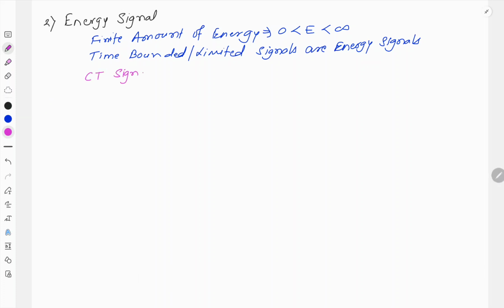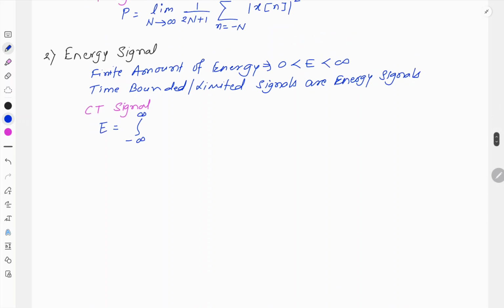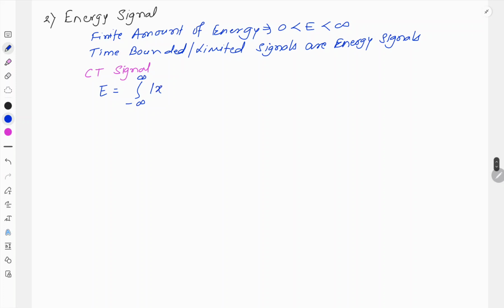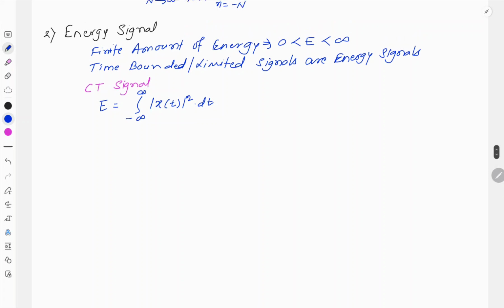For CT signal, the equation for energy is given as E equal to integration from minus infinity to plus infinity, mod of x of t square dt. Here again this mod is for a complex valued signal, and if it is real valued we can remove this mod. And for discrete time representation we have energy equal to summation n equal to minus infinity to plus infinity, mod of x of n square.